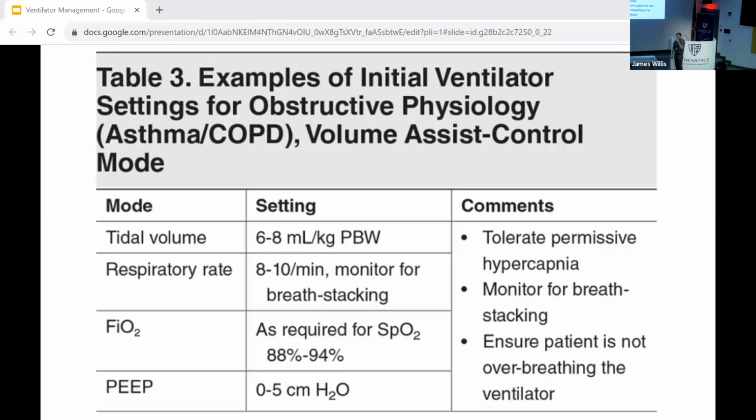Asthma. Settings for your ventilator. Again, the mode hasn't changed. It's still VCAC. That's a nice way to start. Keep it simple. 6 to 8 mLs per kilogram predicted body weight. 8 to 10 breaths per minute.